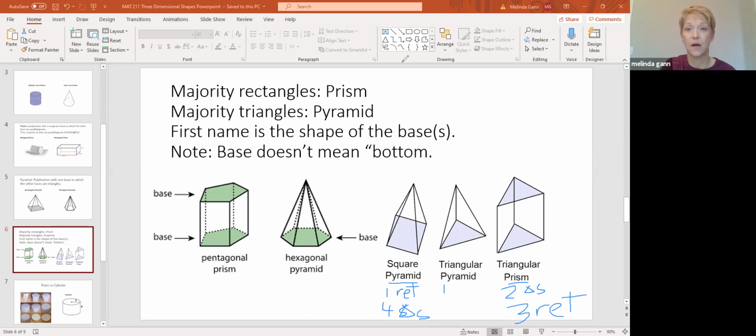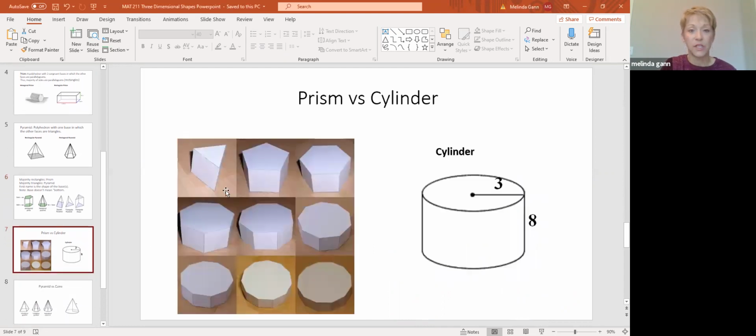Okay. Now, let me clear that. And then let's go look at some others just to practice. All right, look at this one. I want to kind of show you something. Do you see how I've got all different kinds of shapes? But the majority all the way around are rectangles.